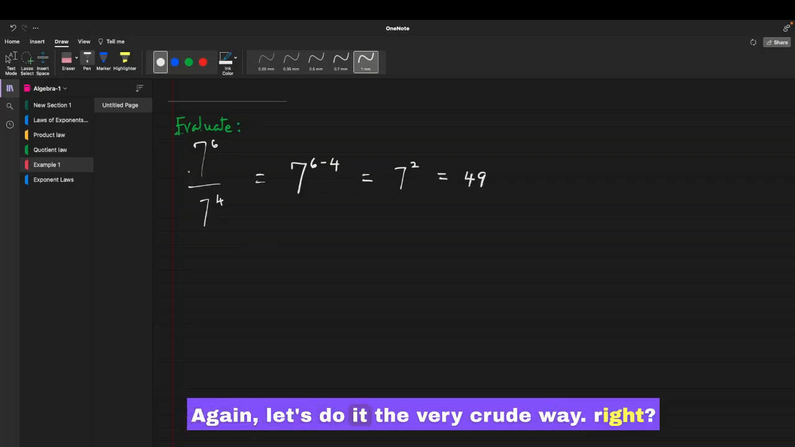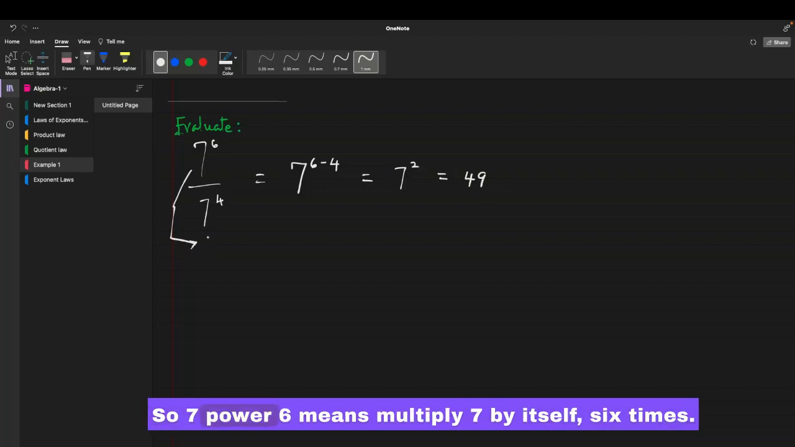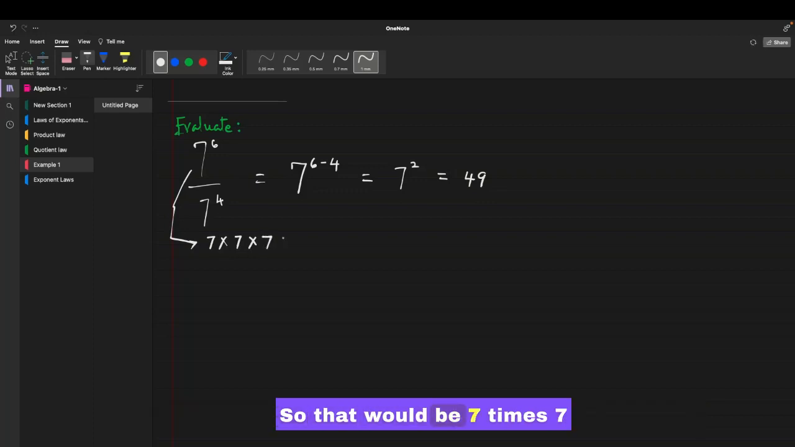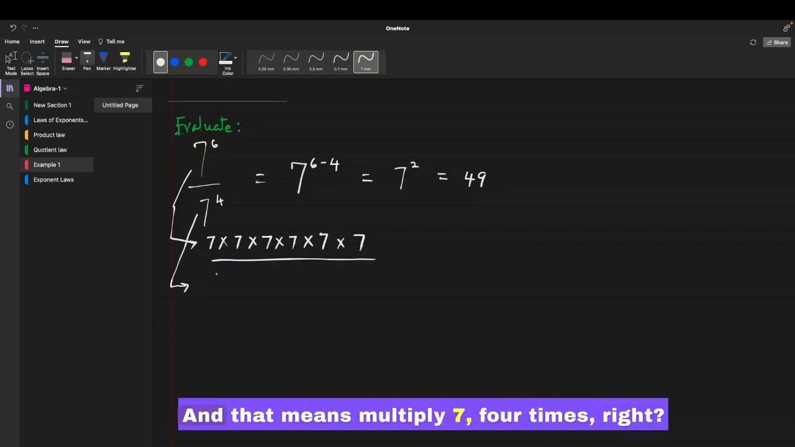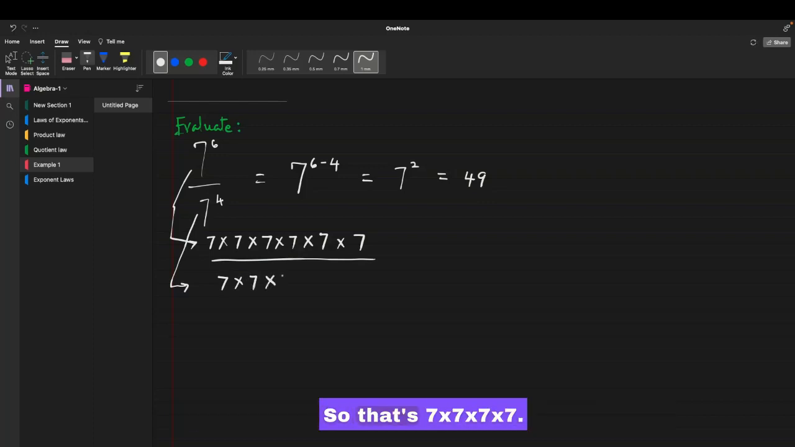Again, let's do it the very crude way, right? So 7 raised to the power 6 means multiply 7 6 times. So that would be 7 times 7 times 7 times 7 times 7 times 7. 1 2 3 4 5 6. And for the other one, it says 7 raised to the power 4, and that means multiply 7 4 times, right? So that's 7 times 7 times 7 times 7.